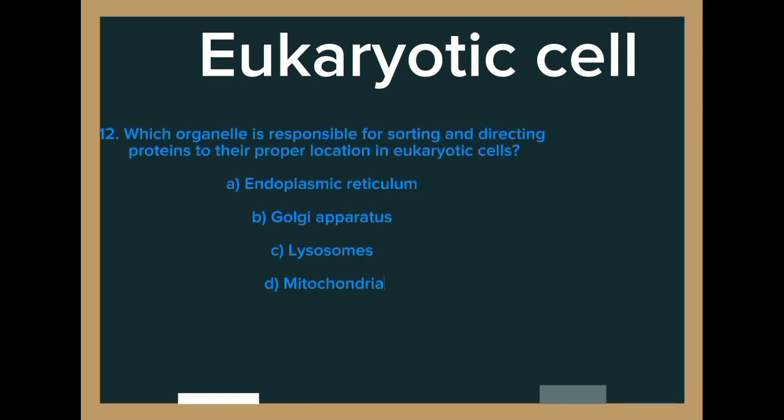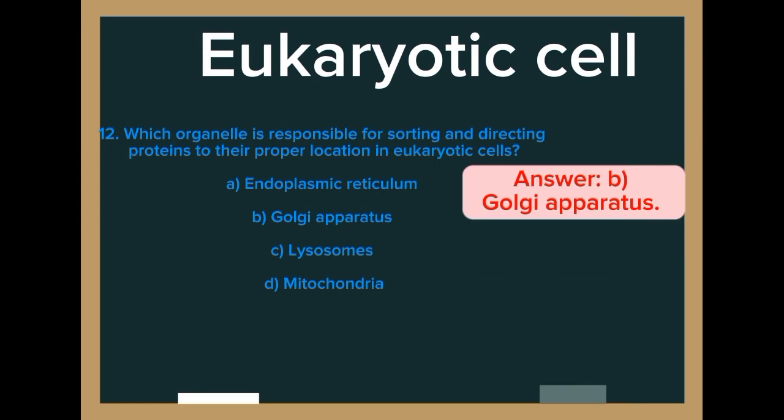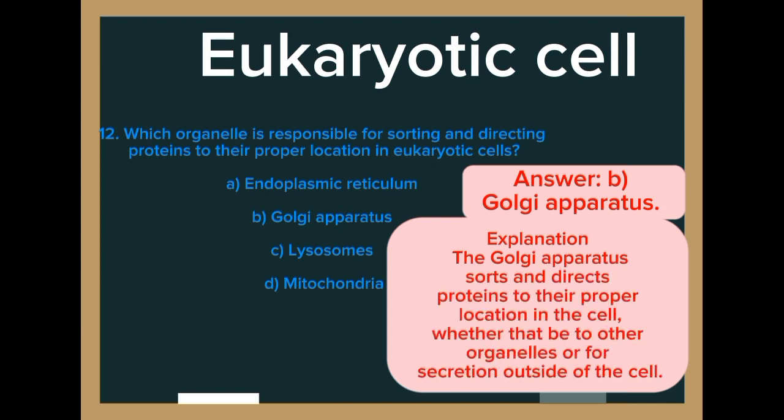12. Which organelle is responsible for sorting and directing proteins to their proper location in eukaryotic cells? A. Endoplasmic reticulum. B. Golgi apparatus. C. Lysosomes. D. Mitochondria. Answer B. Golgi apparatus. Explanation. The Golgi apparatus sorts and directs proteins to their proper location in the cell, whether that be to other organelles or for secretion outside of the cell.